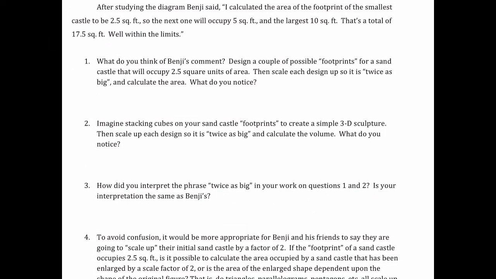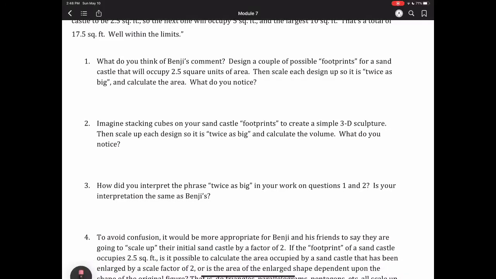Design a couple of possible footprints for a sandcastle that will occupy 2.5 square units of area, and then scale up each design so it's twice as big, and calculate the area. What do you notice? Well, the first thing that I'm going to do is draw a little diagram so that we can get a clearer picture for this. So let's just say our footprint, or the base of our sandcastle, is going to be 1 by 2.5 feet, because I know that 1 times 2.5 is a quick, easy way to get 2.5 square units.